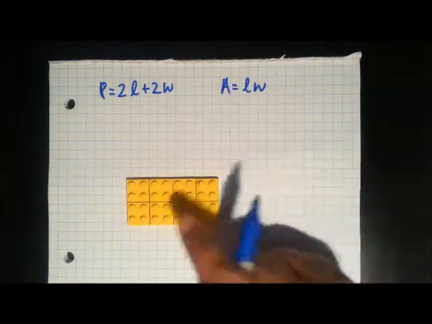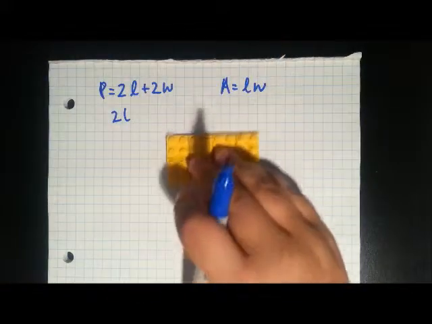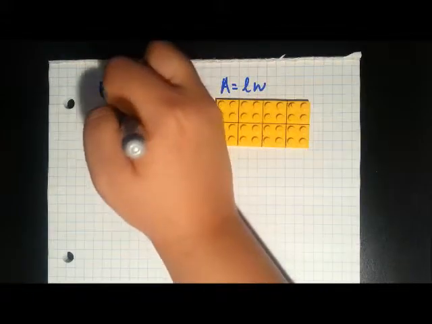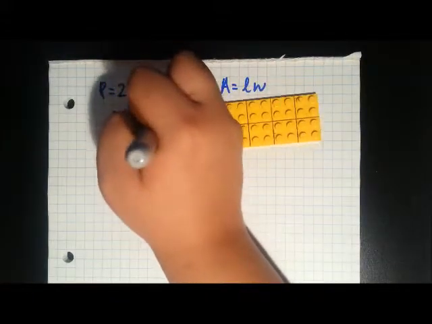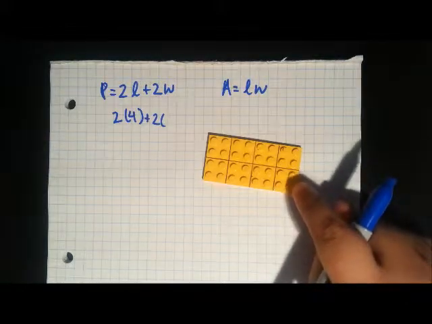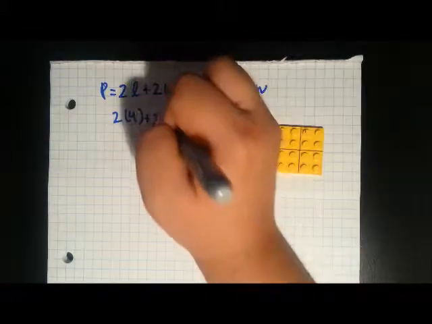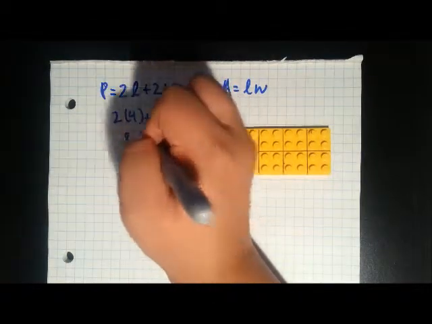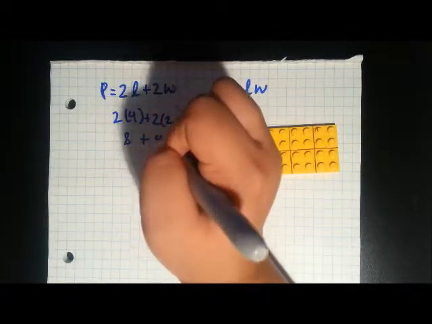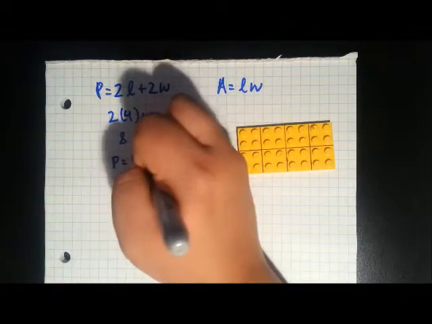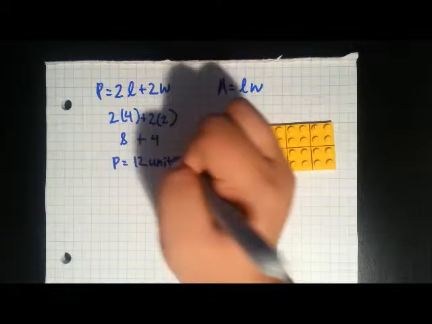And so, what is our length? 2 times 1, 2, 3, 4, plus 2 times the width. And the width is 1, 2. So 2 times 4 is 8, plus 2 times 2 is 4, which means perimeter is equal to 12 units.